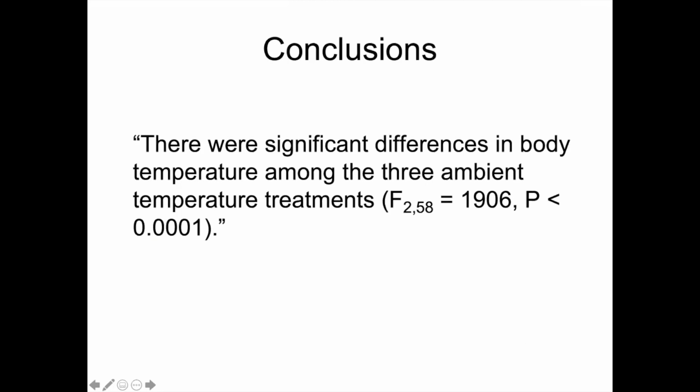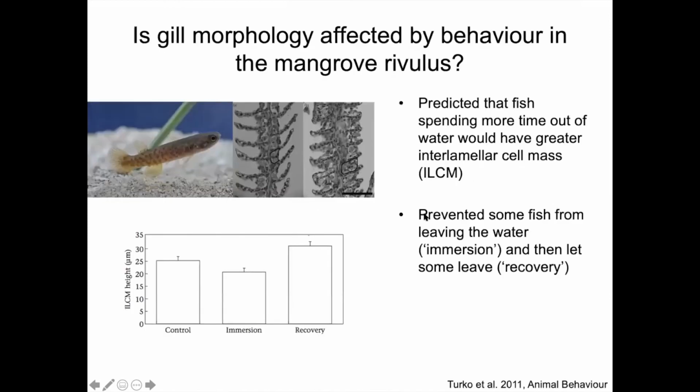So we might describe this in a results section by stating that there were significant differences in body temperature among the three ambient temperature treatments, supporting this biological statement with our statistics, reporting our F statistic here as 19.06, the corresponding p-value, and not forgetting to specify both the numerator degrees of freedom before the comma and the denominator degrees of freedom after the comma.